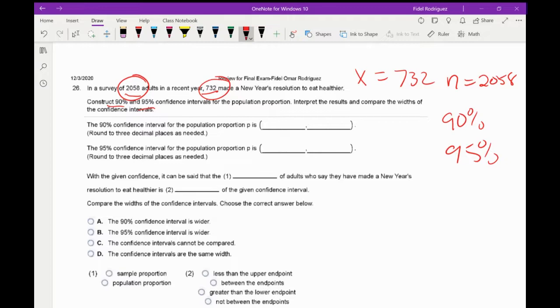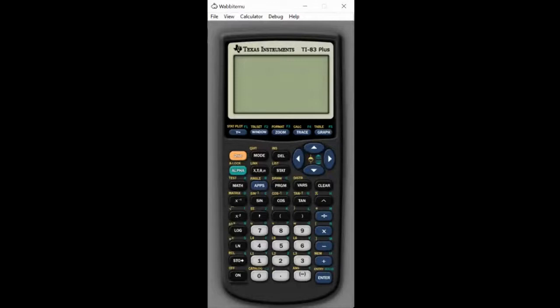Okay, so let me show you how to do this on the calculator. I'll stop sharing this here, and I will share the calculator so you guys can see how to do this. And again, guys, whether you're using the calculator or the app, the process is still going to be the same. Okay, so let me turn this on. I'm going to go to Stat. I'm going to scroll over to Tests.